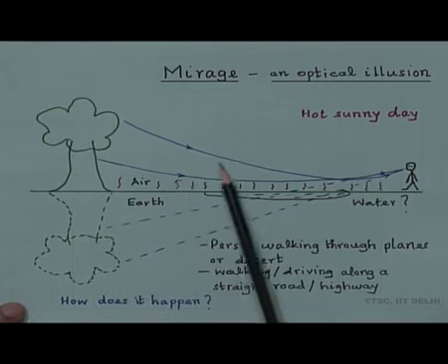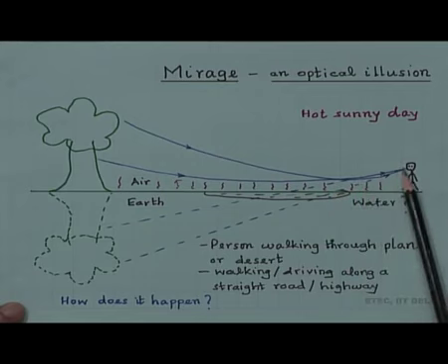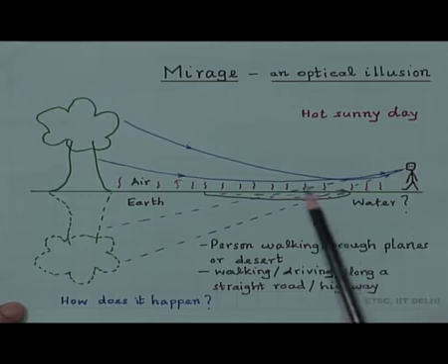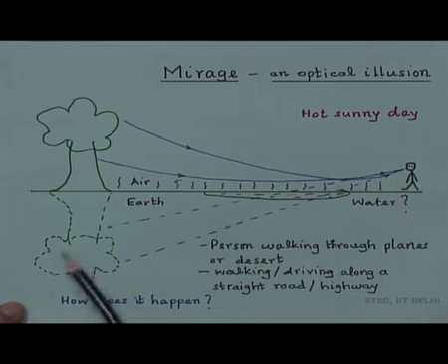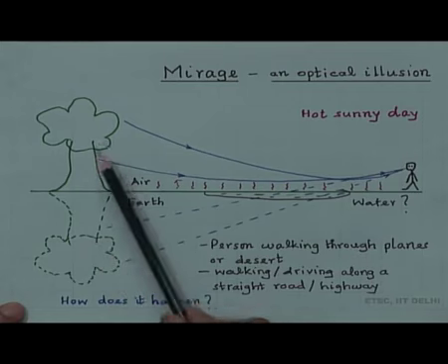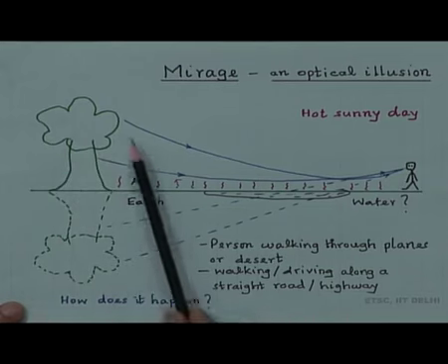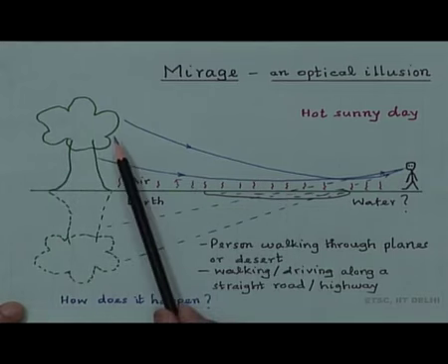So, because the rays follow a curved path and they enter the eye from below after curving like this, the person feels as if the rays are coming from here. So, it is like a virtual ray entering his eye. So, it is as if they are coming from here, and therefore, he sees a virtual image of the object. So, why does the ray bend here?